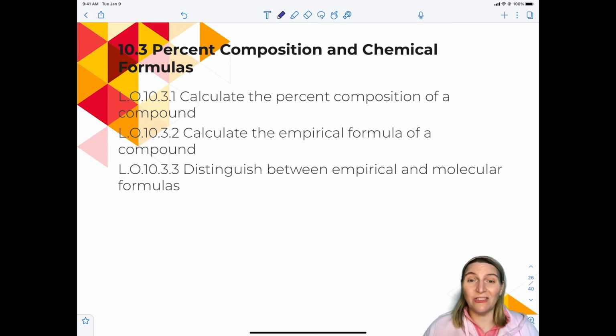So this is actually the last section in this chapter. We'll break it up into a few videos, but it's about percent composition and chemical formulas.